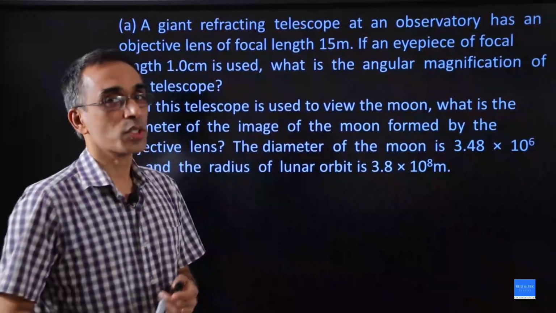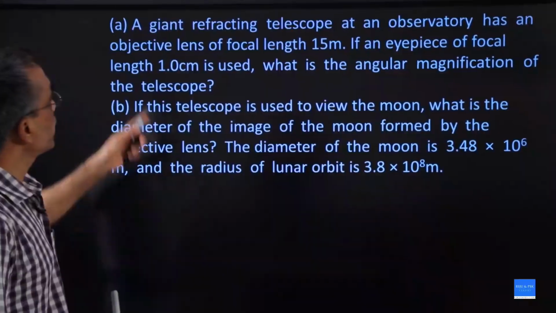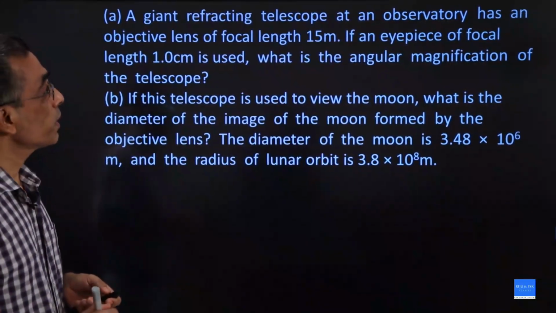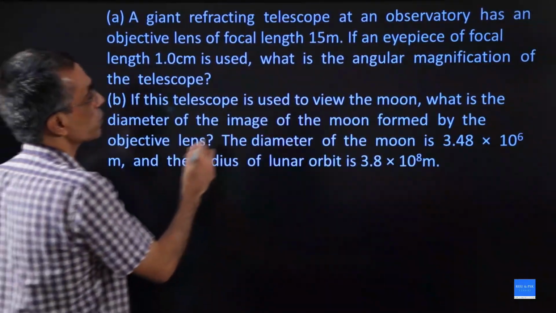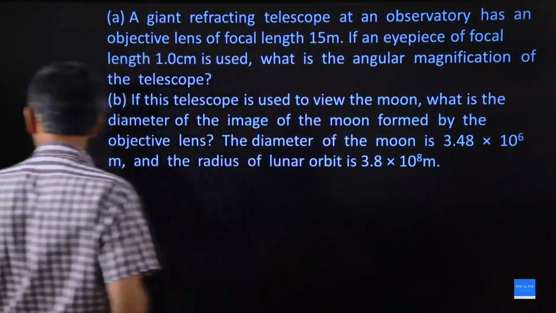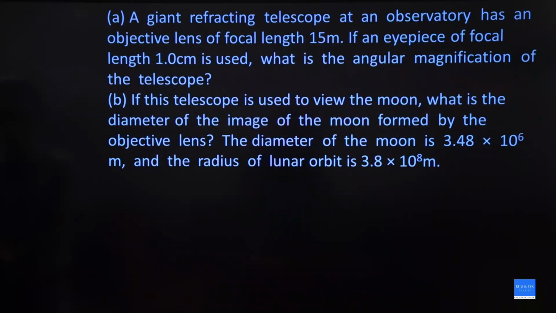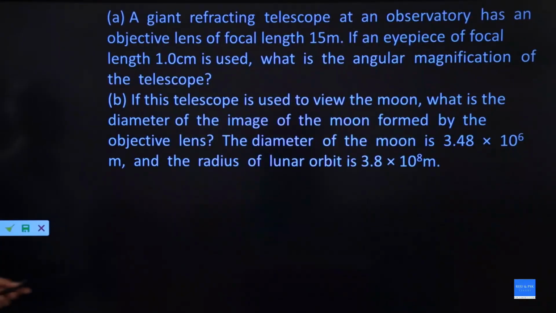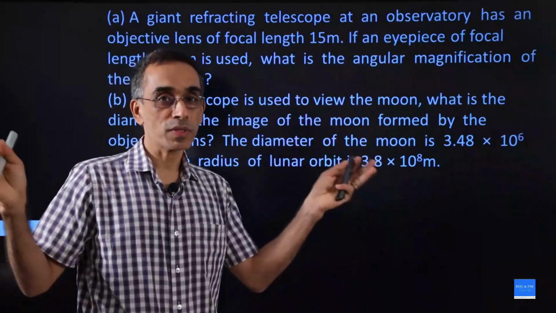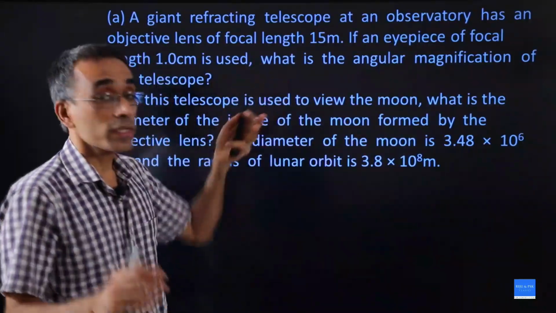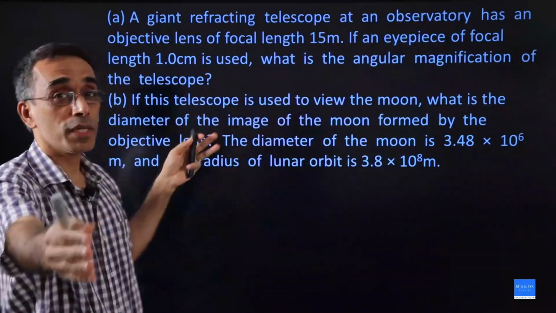This is again about an astronomical telescope. A giant refracting telescope has an objective lens of focal length 15 meter. Oh my god, 15 meter objective focal length. The previous one had a total length of the telescope of only 1.5 meter, but here the objective itself is 15 meter long.